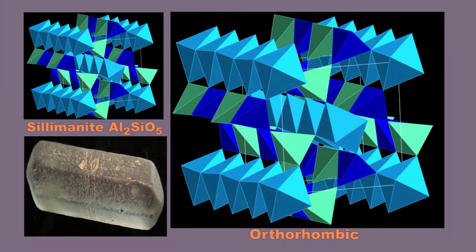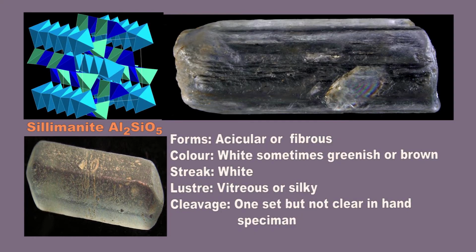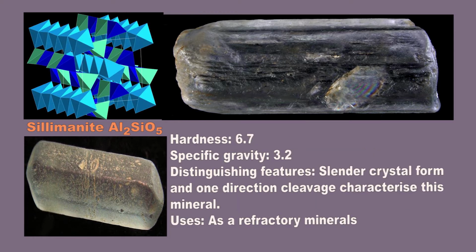Sillimanite, Al2SiO5. Physical properties: crystal system orthorhombic, forms acicular or fibrous, color white, sometimes greenish or brown, streak white, lustre vitreous or silky, cleavage one set but not clear in hand specimens. Hardness 6 to 7, specific gravity 3.2. Distinguishing features: slender crystal form and one directional cleavage characteristic of this mineral.